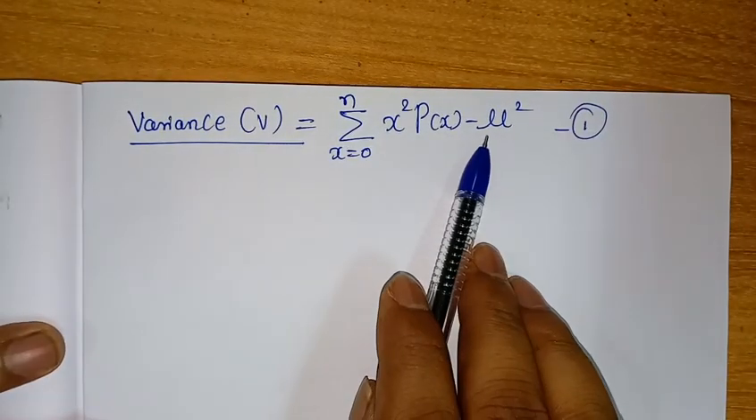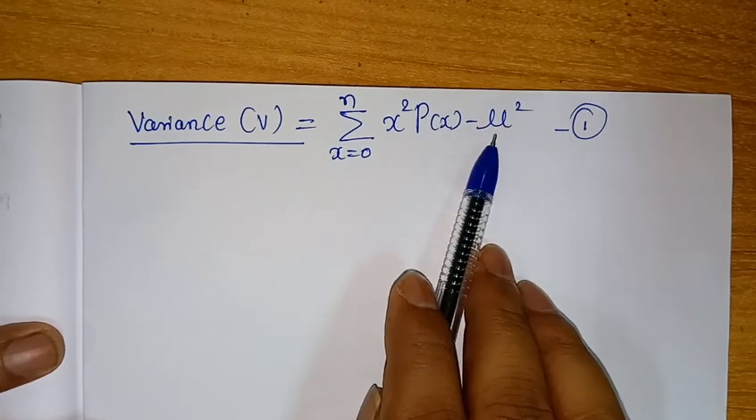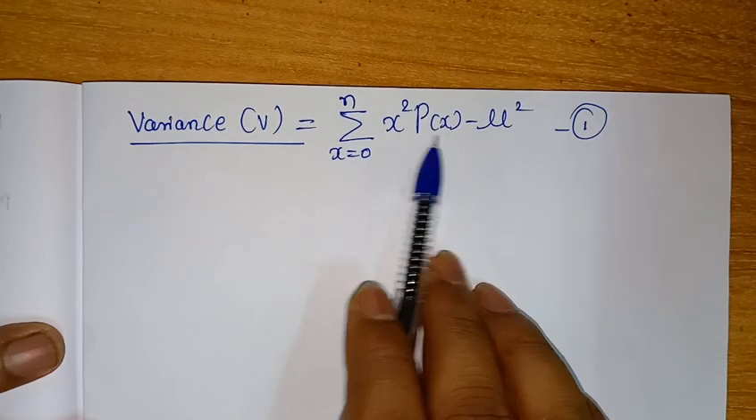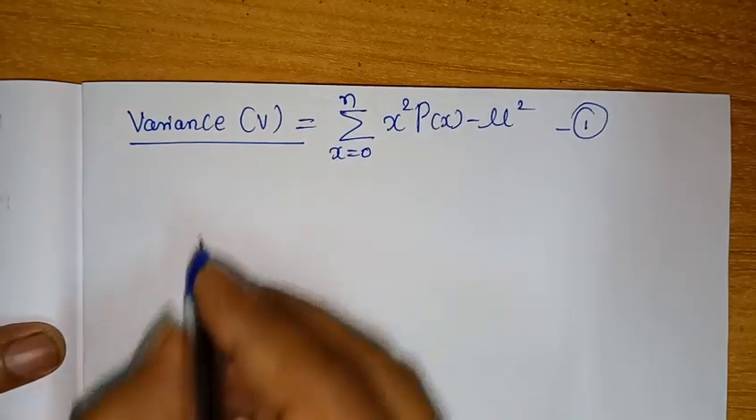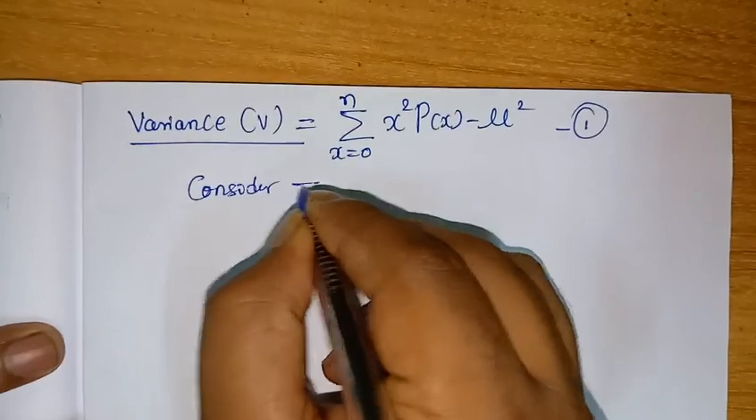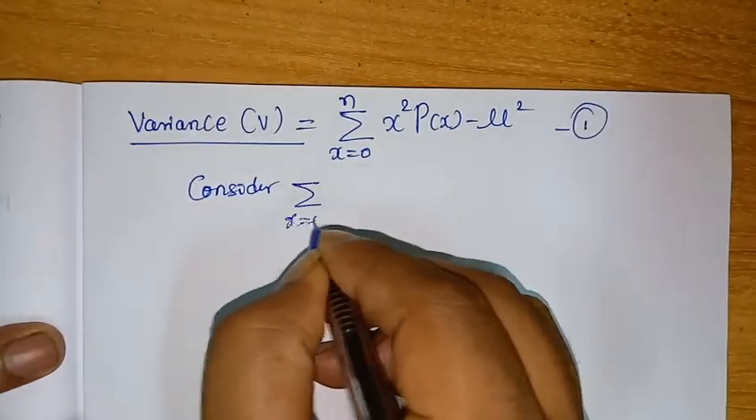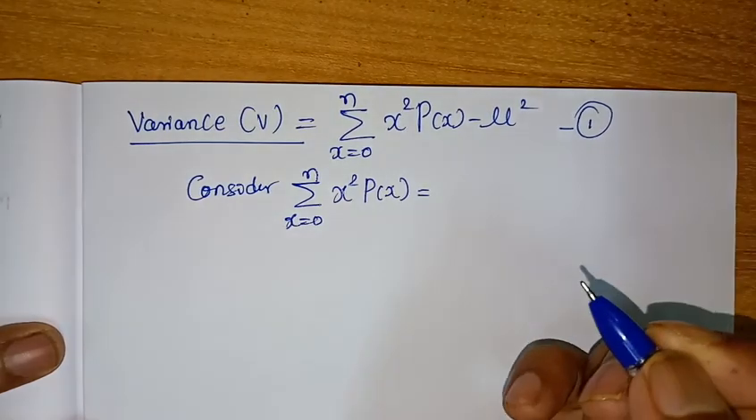See, mu we already got for the binomial distribution. Mu is the mean. Mean we already got, np. So what are we supposed to do now? We are supposed to find only this particular part. So what I'll do now is consider that part. What is that? Summation x equal to 0 to n of x squared into p of x.